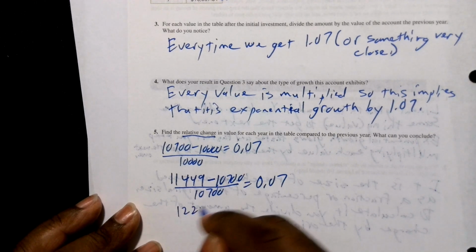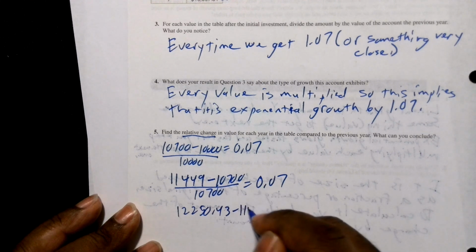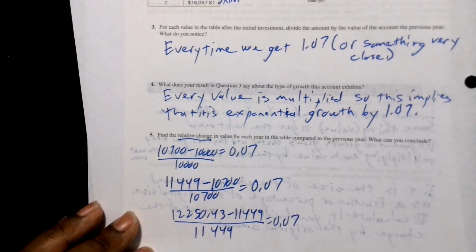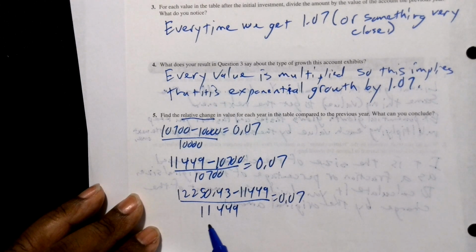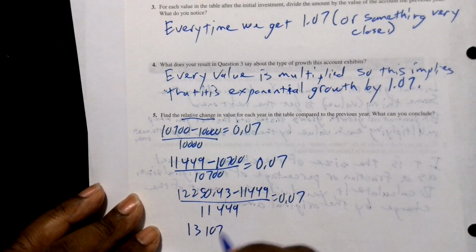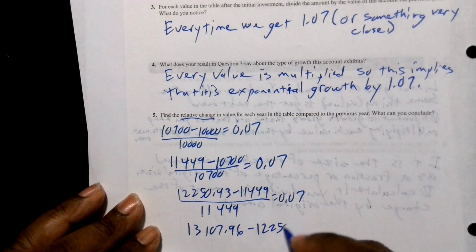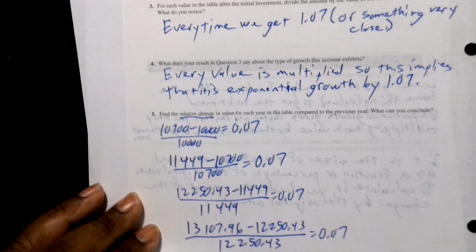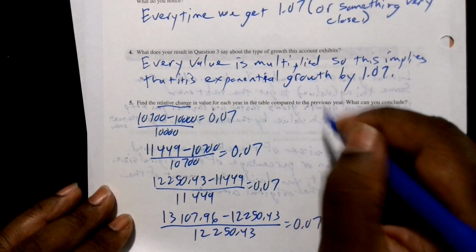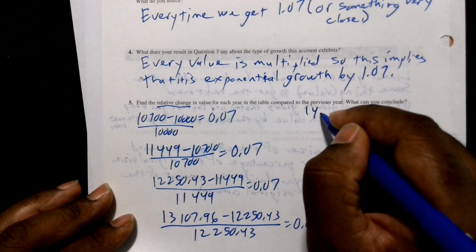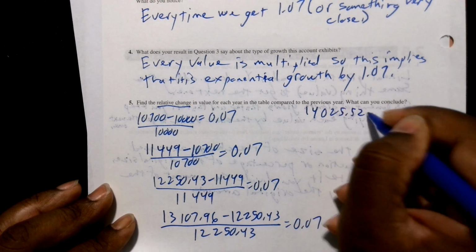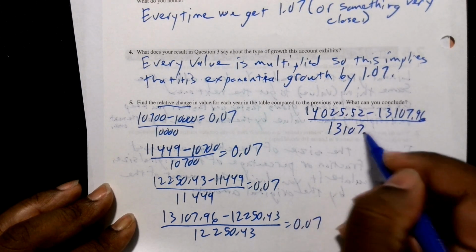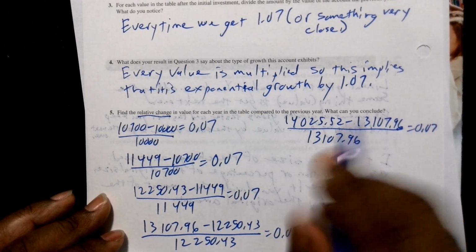And then we would take the 12,250.43 minus 11,449 divided by 11,449. It would still give us 0.07. Next, we would take the 13,107.96 minus 12,250.43 divided by the 12,250.43, and it still would give us 0.07 once you put it in your calculator. Now, we'll move on now to the 14,025.52 minus 13,107.96 divided by the 13,107.96, and it still would give us 0.07.